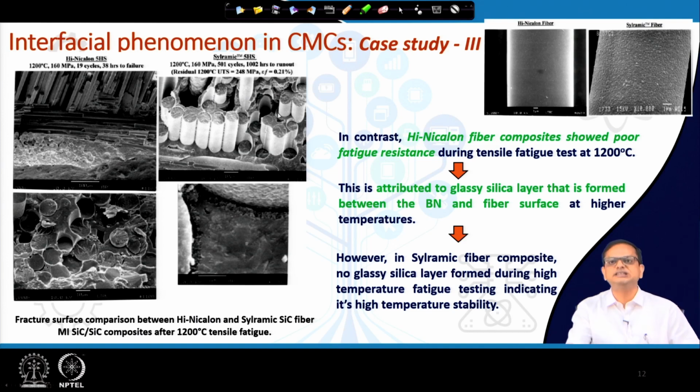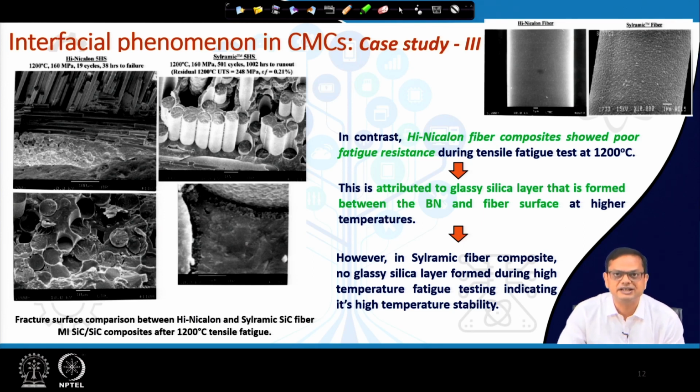So, one reason, obviously, you can tell that the modulus is a little higher in the case of ceramic fiber is its better stoichiometry, and that would lead to better fatigue resistance, but that is not all. What is actually happening is that there will be a glassy silica layer formation in between. If you remember, a boron nitride coating was made on the SiC fiber, and a glassy silica layer forms in that case.